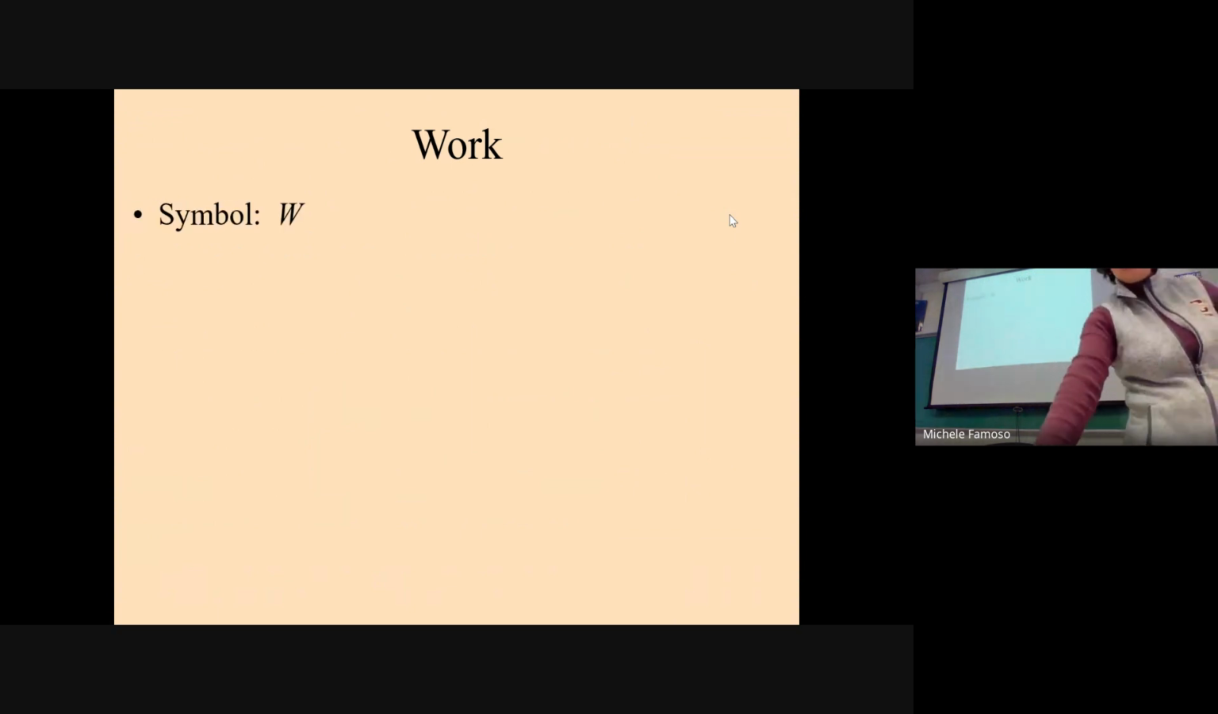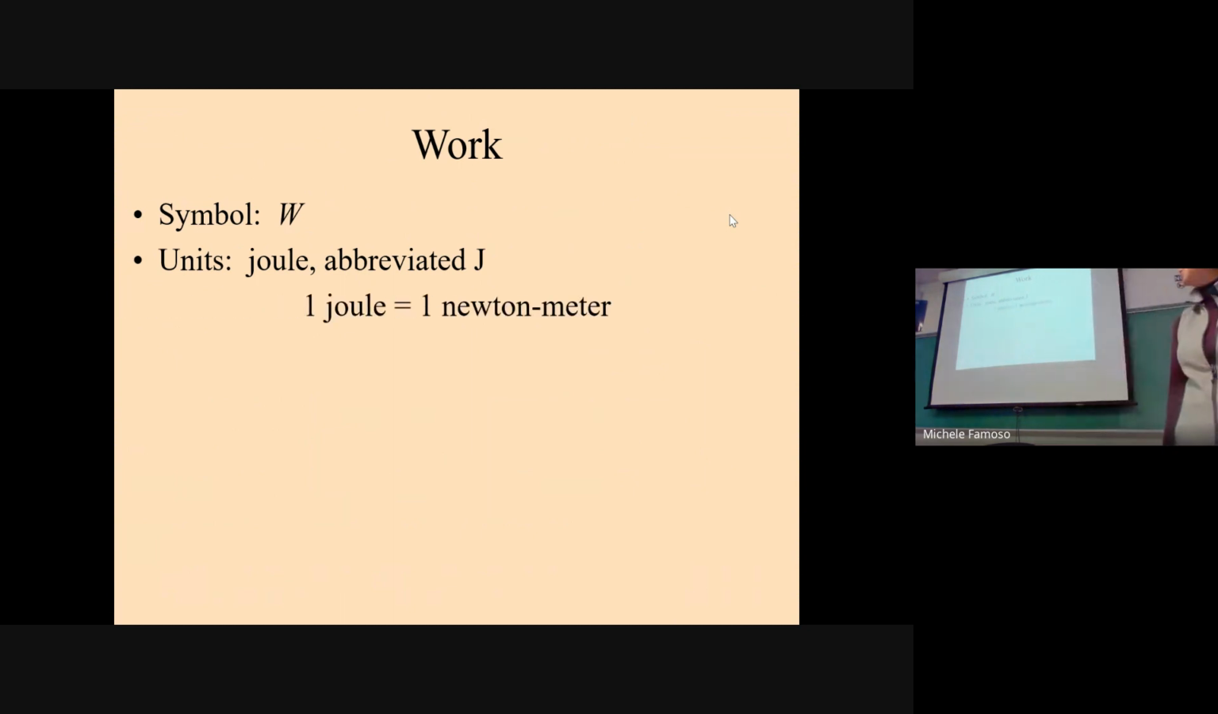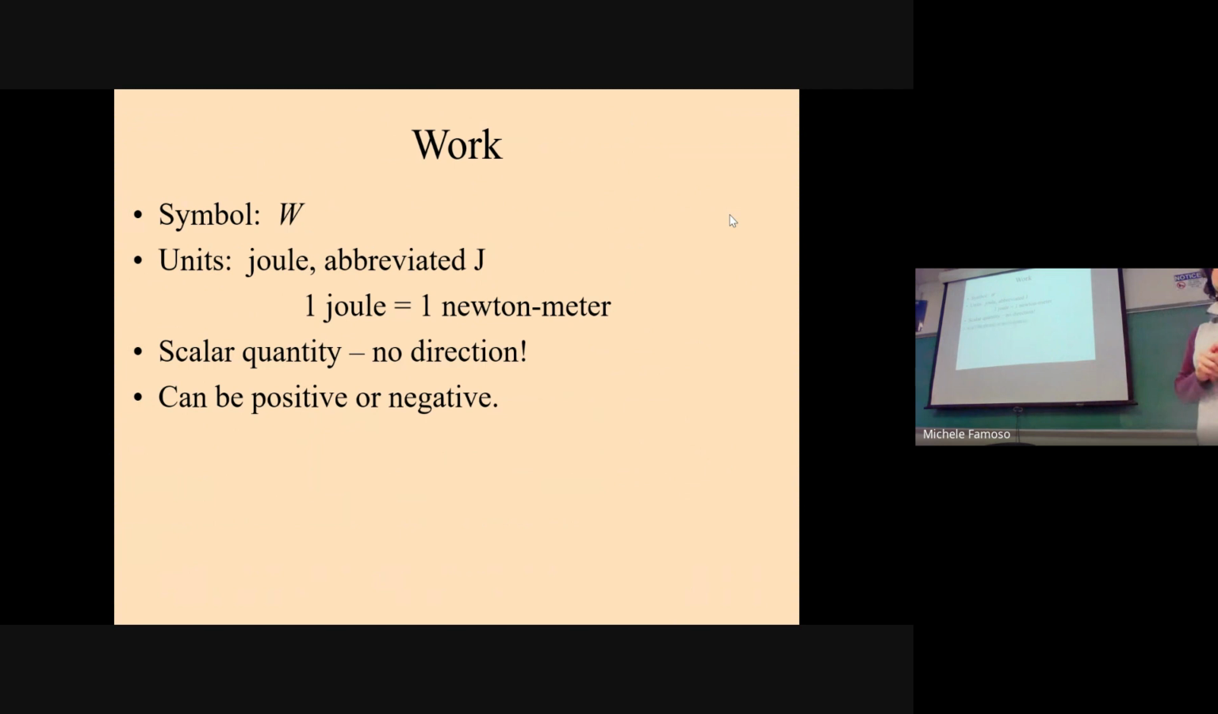So work, this is still old stuff. Work is capital W, abbreviated, joules, abbreviated with capital J. It's a derived unit, which is a Newton meter. A Newton meter is the same thing as a kilogram times a meter squared per second squared. So it is a derived unit, and it's a scalar, so you won't say it's going north, south, east, or west, or any of that kind of stuff. However, it can be positive or negative, and you did see that in the Regents course.